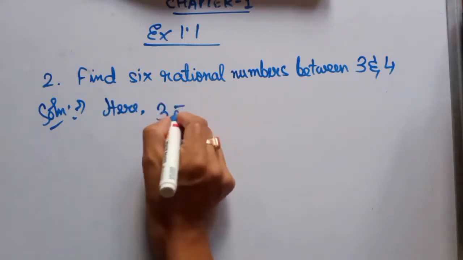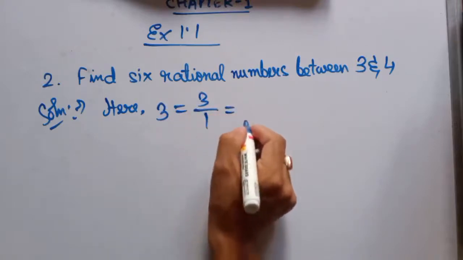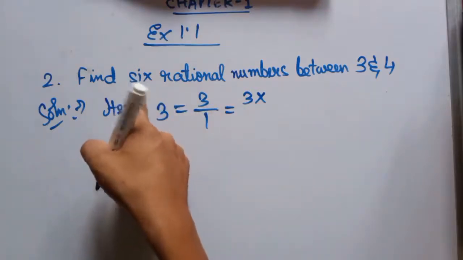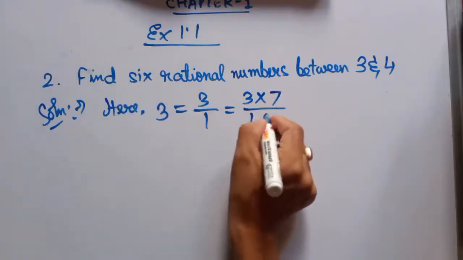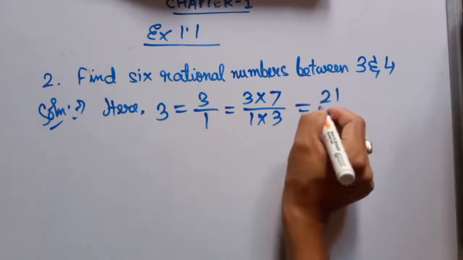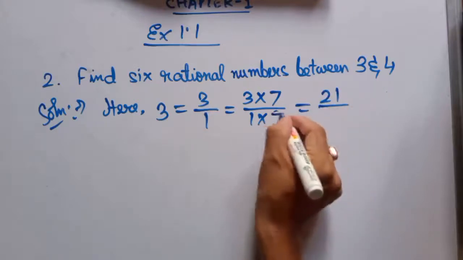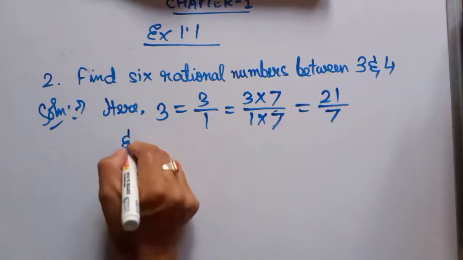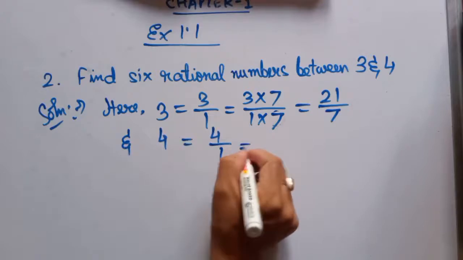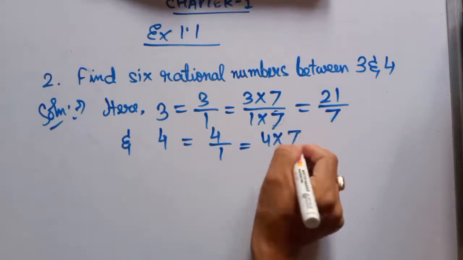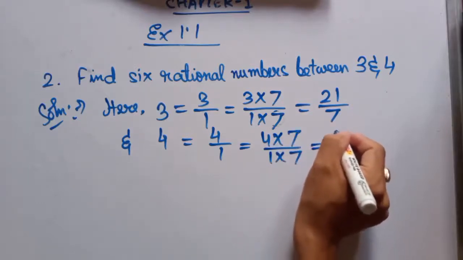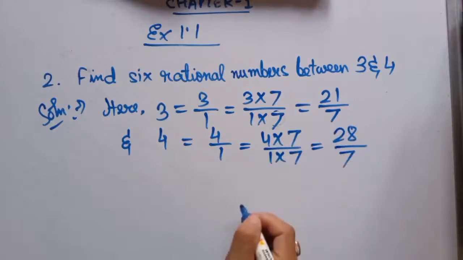So 3 can be written as 3 by 1. Now we have to multiply both the numerator and denominator by 1 more than 6, by 7. So 3 by 1 becomes 21 by 7. And same also for the number 4. We can write 4 as 4 by 1. We have to multiply numerator and denominator by 7, which becomes 28 by 7.